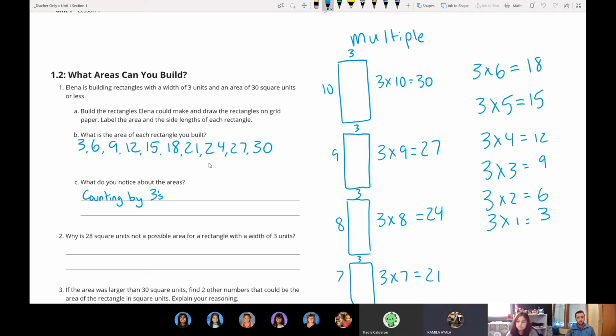Okay. So we notice that we are skip counting by 3s for each of these areas.